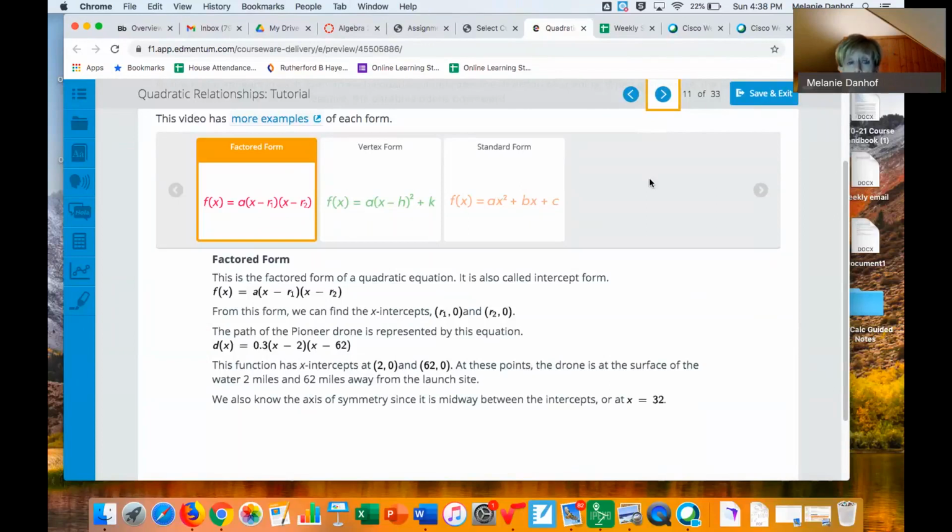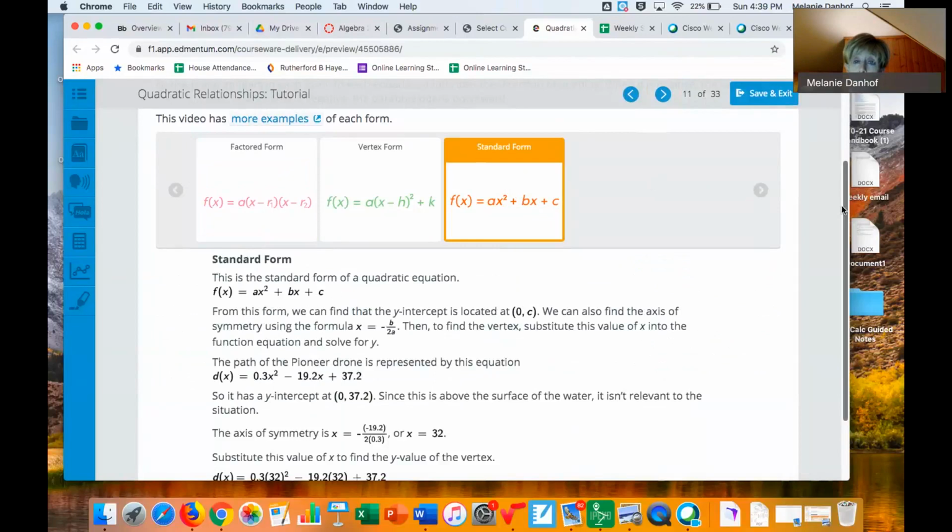r1 equal to 0 and solve. And we can take x minus r2 and set it equal to 0, and we can solve. And that's what you can see down below. It says, this is the factored form of the quadratic equation. It's also called intercept form. From this form, we can find the x-intercepts, r1, 0, r2, 0.